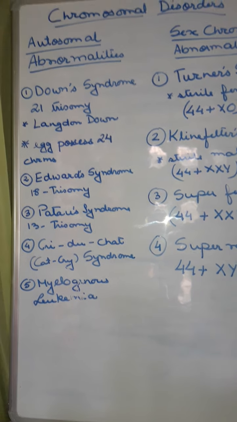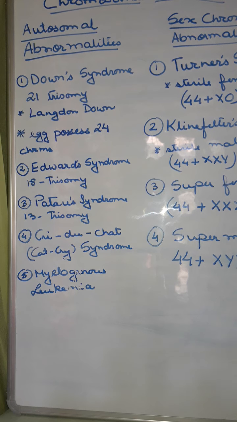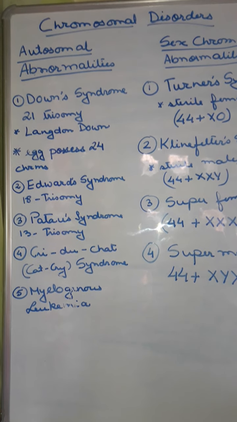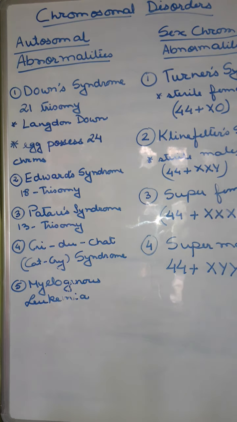Okay, so here first of all let's discuss what actually chromosomal disorders are. Chromosomal disorders means the disorders that are caused due to deformities or problems occurring in the chromosomes. Okay, so that is known as the chromosomal disorders. Now these chromosomal disorders may occur due to aneuploidy and polyploidy conditions.